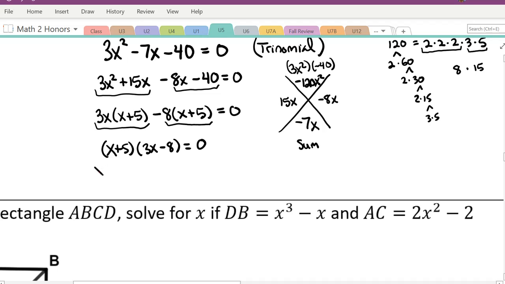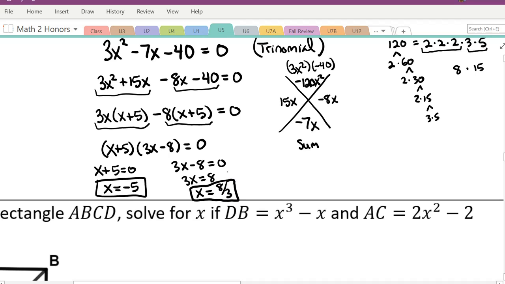And I set each factor equal to 0. And solve, and I'm going to get two possible answers for x. So x equals negative 5 is one of my answers. And here I add 8 to both sides and then divide by 3, and I get x is 8 divided by 3, or 8 over 3, for my second answer.